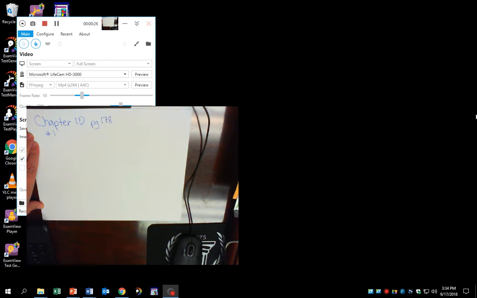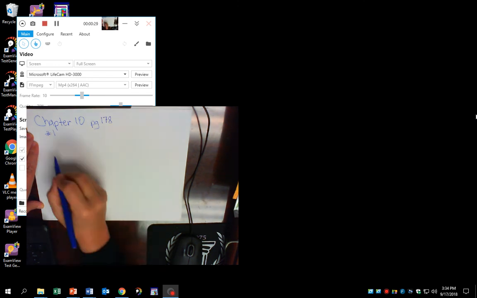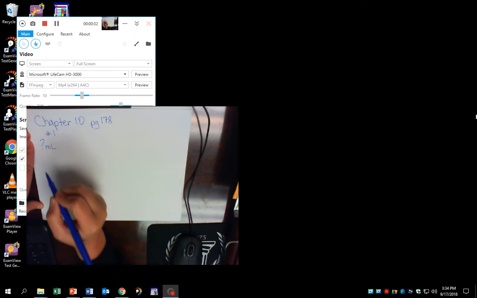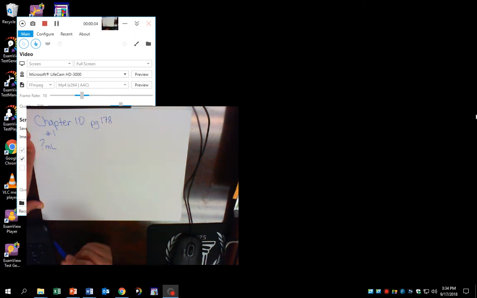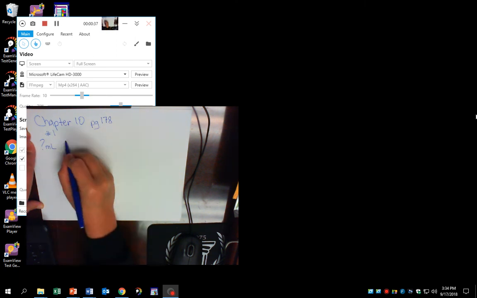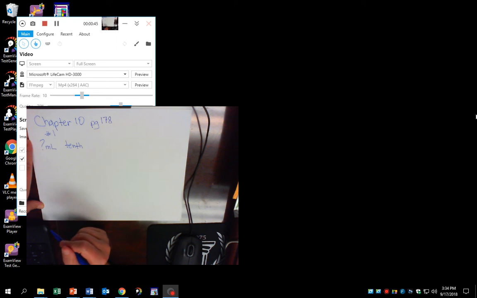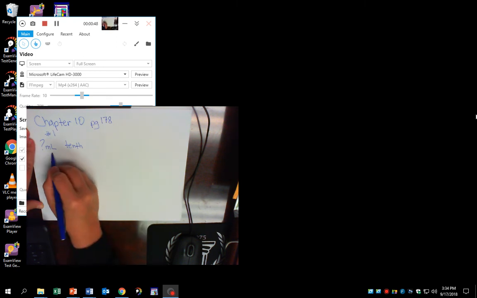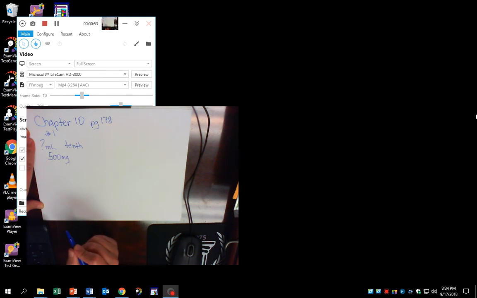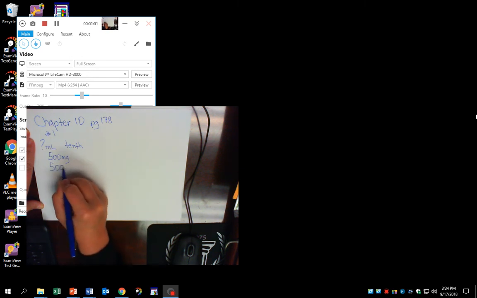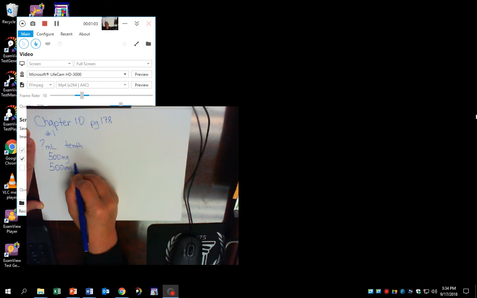So number 1. So on these it says calculate the volume in milliliters that the nurse should draw into the syringe, round the final answer to the nearest tenth. So our question 1 says a provider orders acetazolamide 500 milligrams IV every 12 hours. The pharmacy provides the medication in vials containing 500 milligrams, so 500 milligrams in one vial.